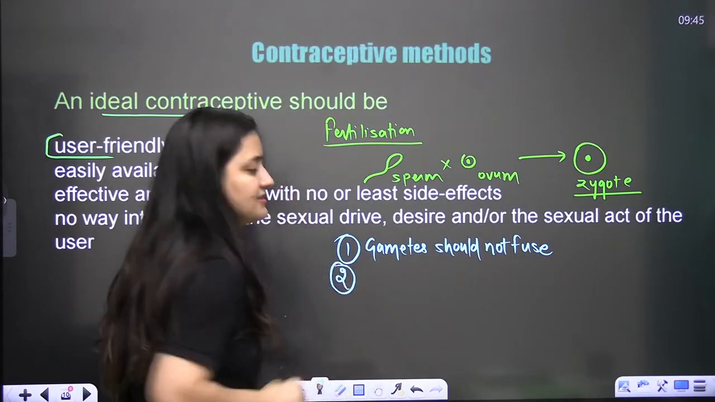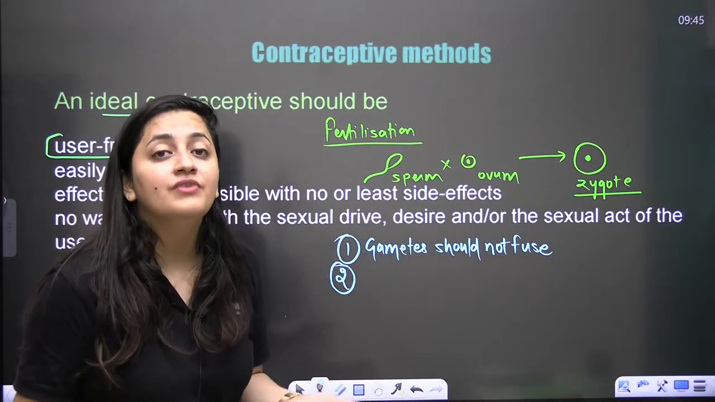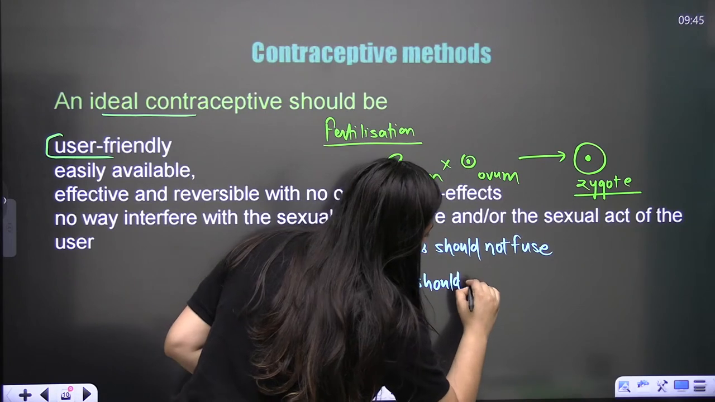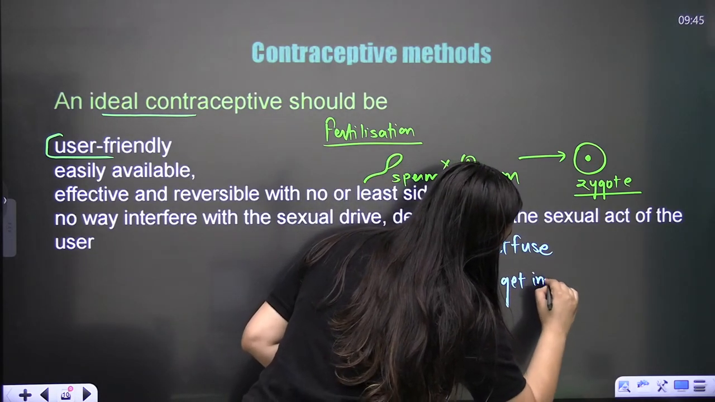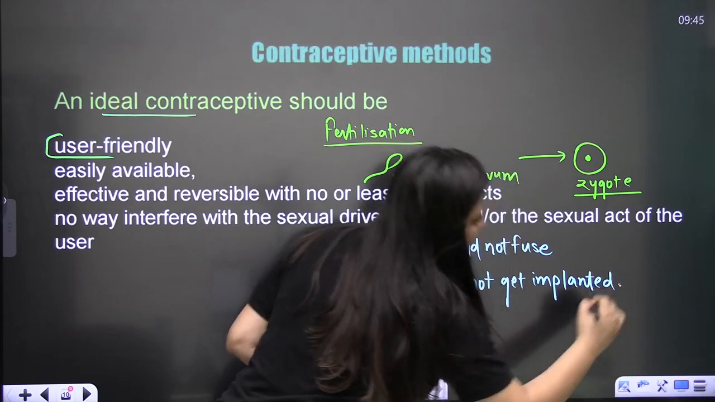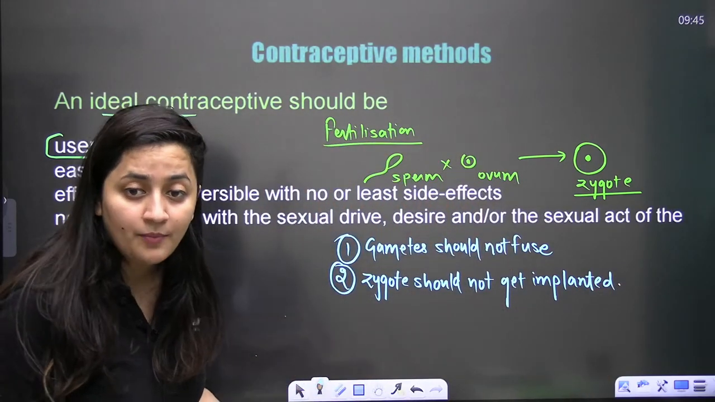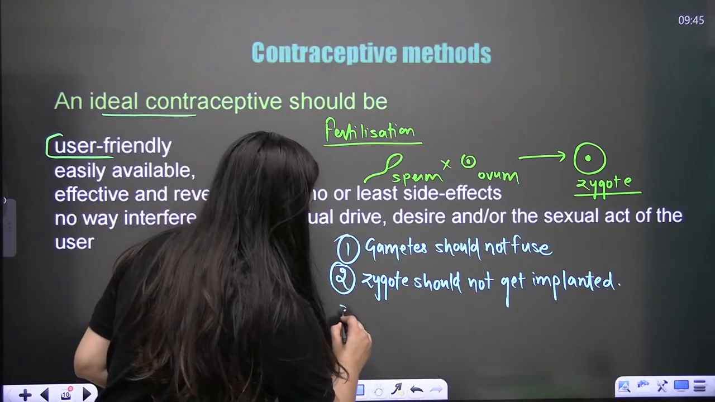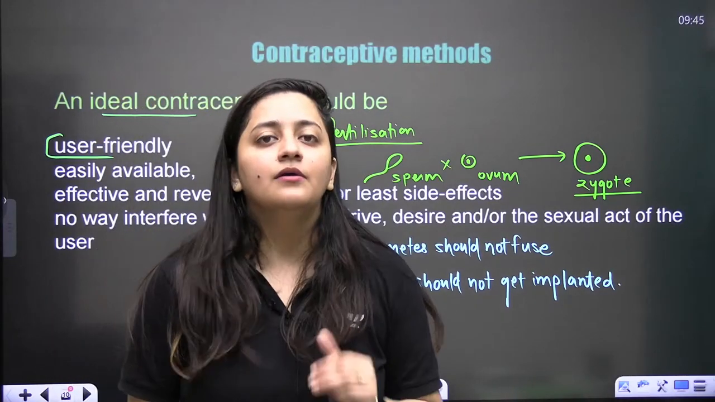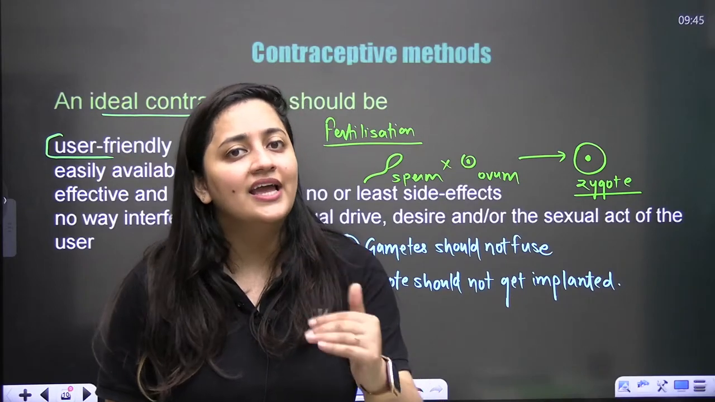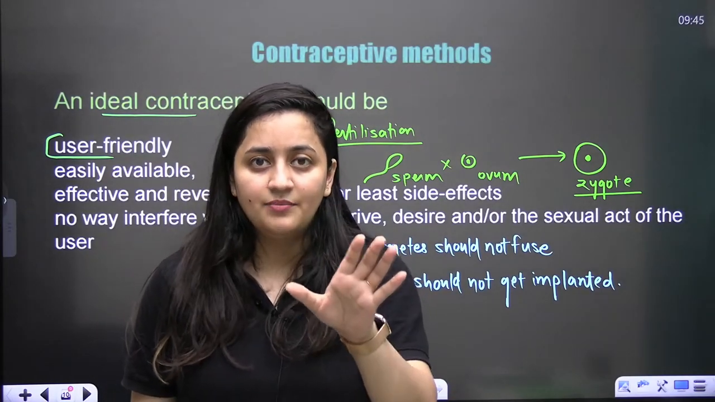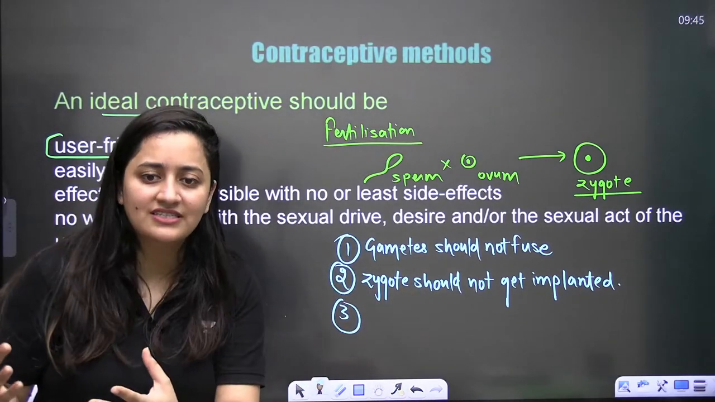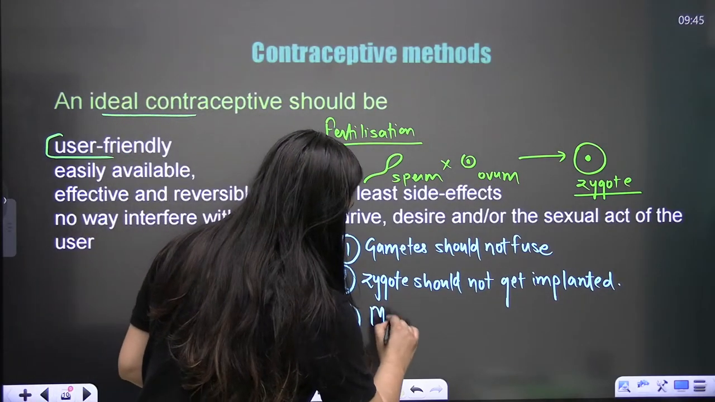Second thing: let's say, by chance, there is fertilization. Then what can we do? The zygote should not get implanted. You know that implantation happens in the uterus, in the endometrial lining, so we can stop it. Obviously, there are some methods for this. And let's say even the implantation is done, but the female does not want that baby. Then again, abortion can be there. The last, crucial step is MTP, medical termination of pregnancy.